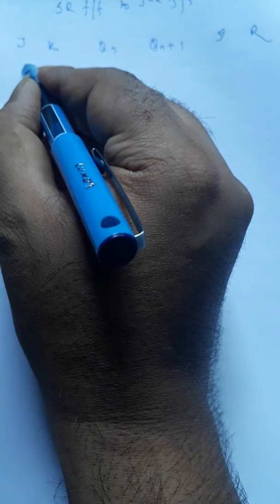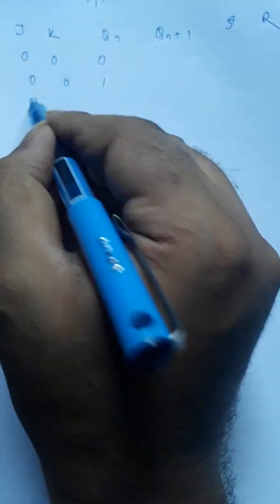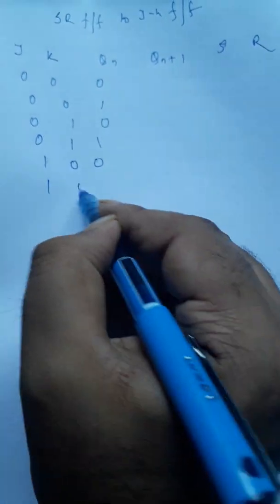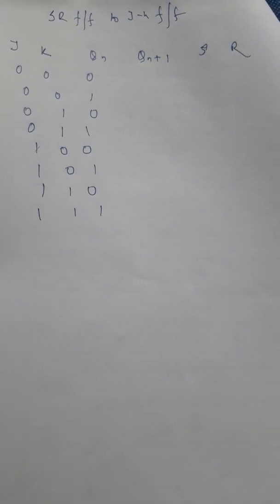Now you write the sequence of binary numbers: 0 0 0, 0 0 1, 0 1 0, 0 1 1, 1 0 0, 1 0 1, 1 1 0, 1 1 1. This is the sequence of binary numbers.